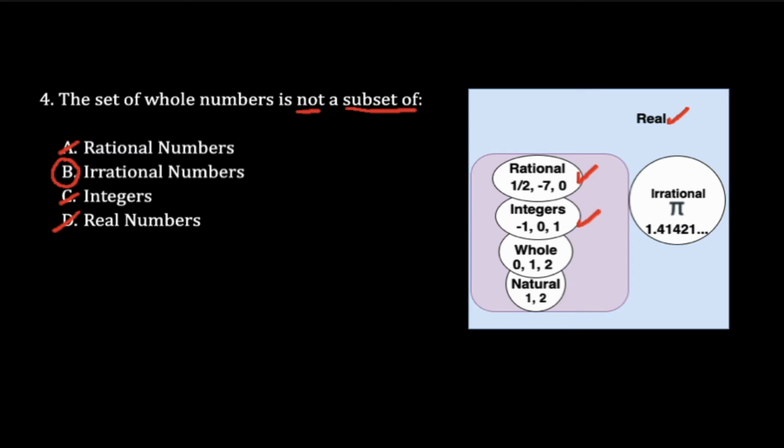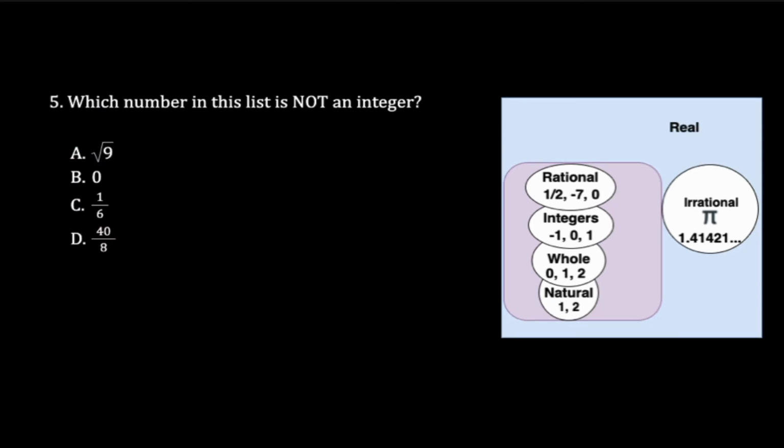So let's move on to question number 5. Question number 5 is asking which number in this list is not an integer. Let's go ahead and run through this list and simplify. Starting with A, the square root of 9 is 3, so this is not answering the question. And we have 0, which is considered an integer, right? So this is not answering the question.